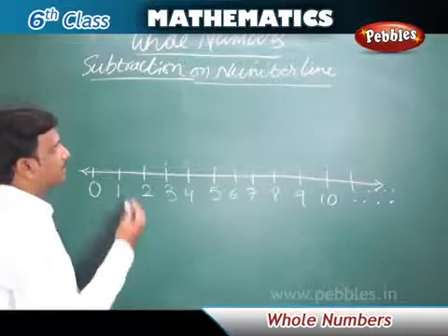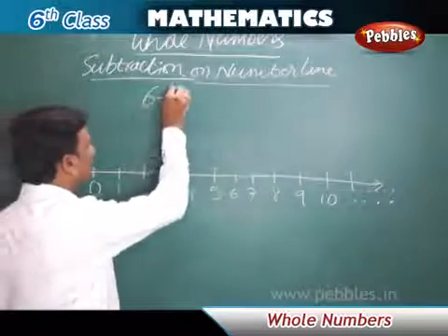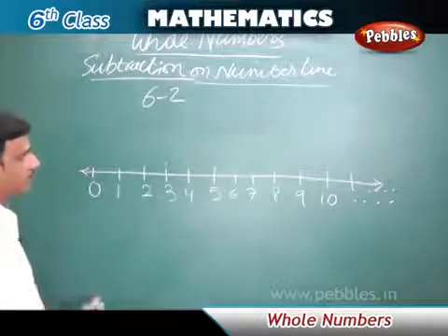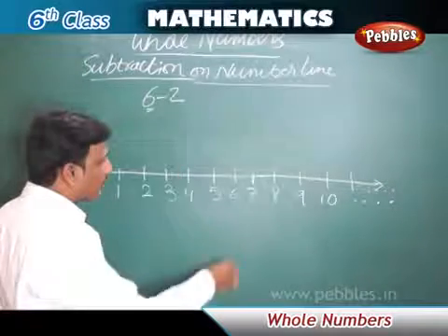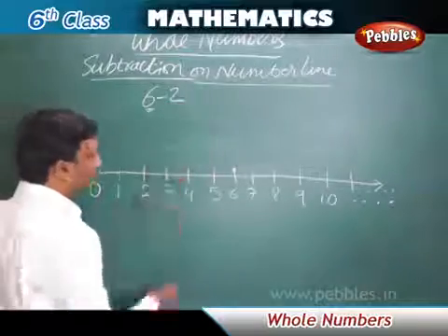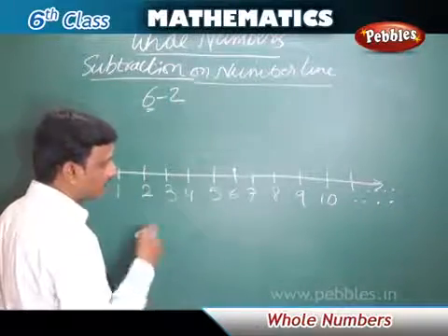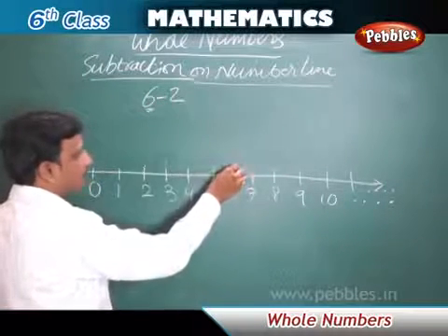Let us see subtraction on a number line. Let us subtract some whole numbers using a number line. 6 minus 2. Subtraction of whole numbers on a number line. For 6 minus 2, the first digit is 6. Now go to 6 on the number line. Minus 2, we have to move 2 positions. In which direction, to right or to left? As this is a subtraction, we have to move to the left side.